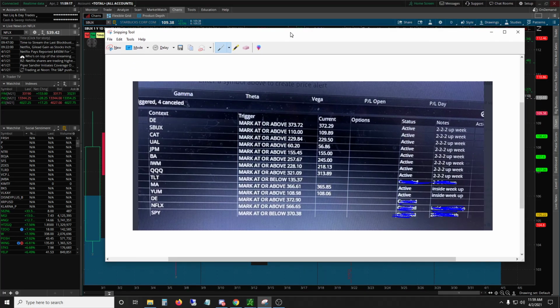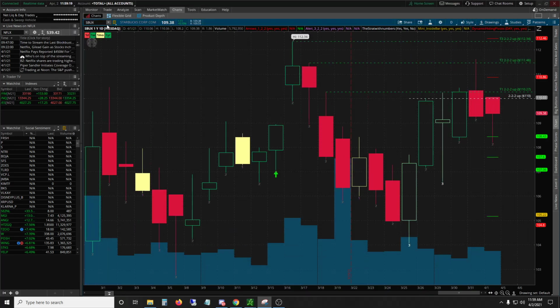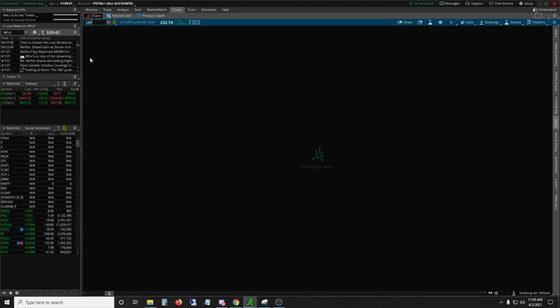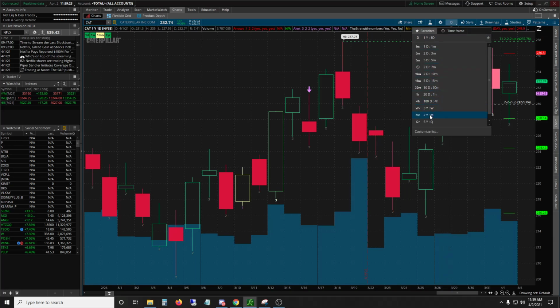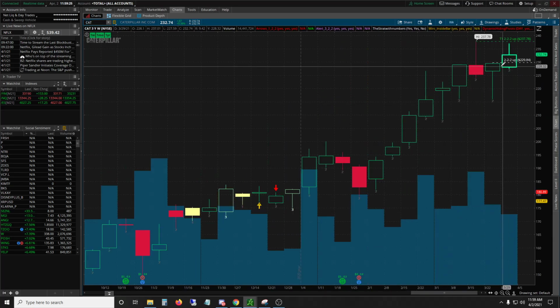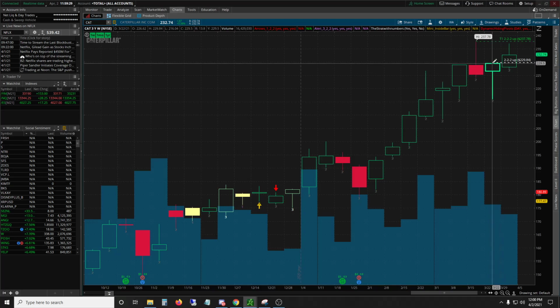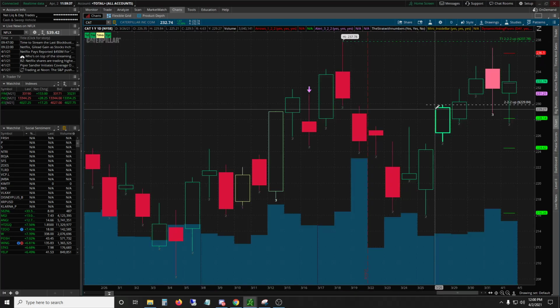The next one is Caterpillar. I traded that this week. Similar scenario. Look at the weekly. A break above here was an entry. We had a hammer candle and a 222 reversal. So here's my target 1. My break was above 229.84. Go back to the daily. Break above here. I got in. It popped up and pulled back. I stopped out for a very small loss.